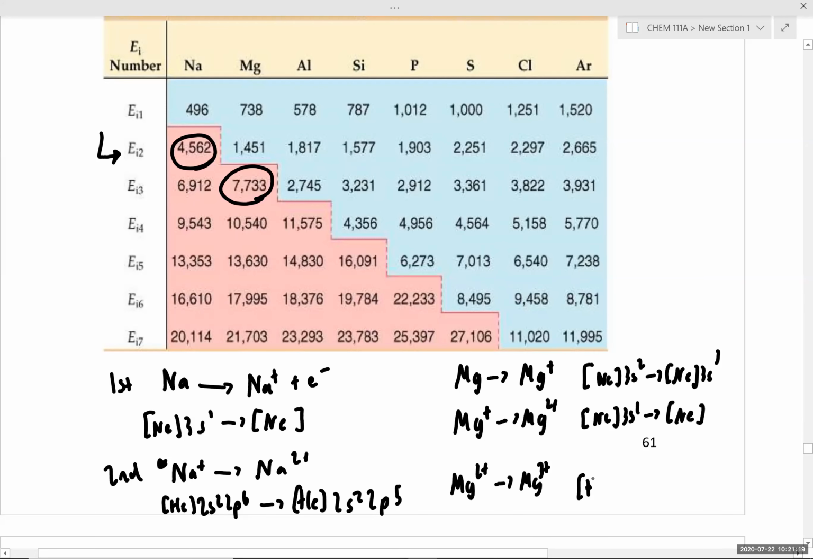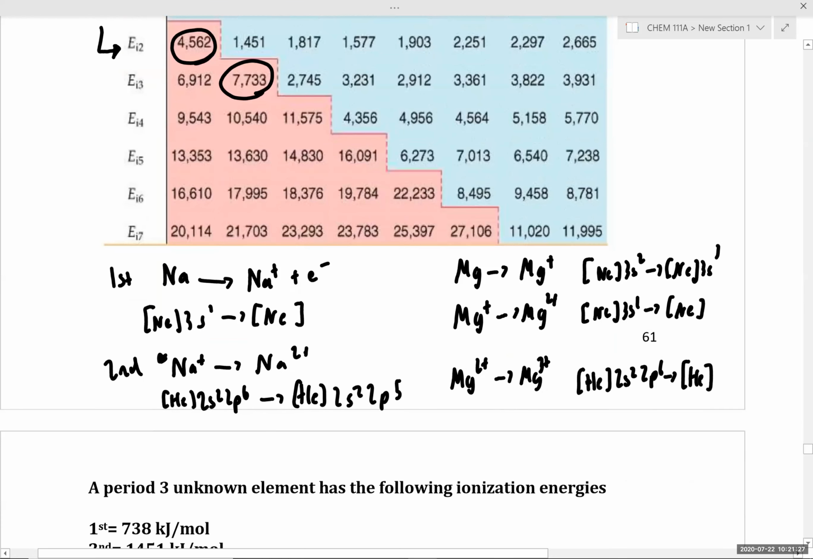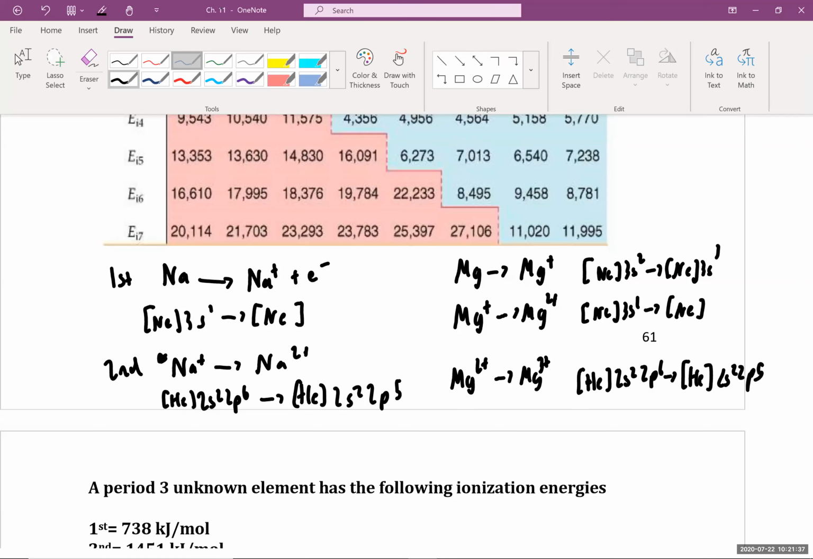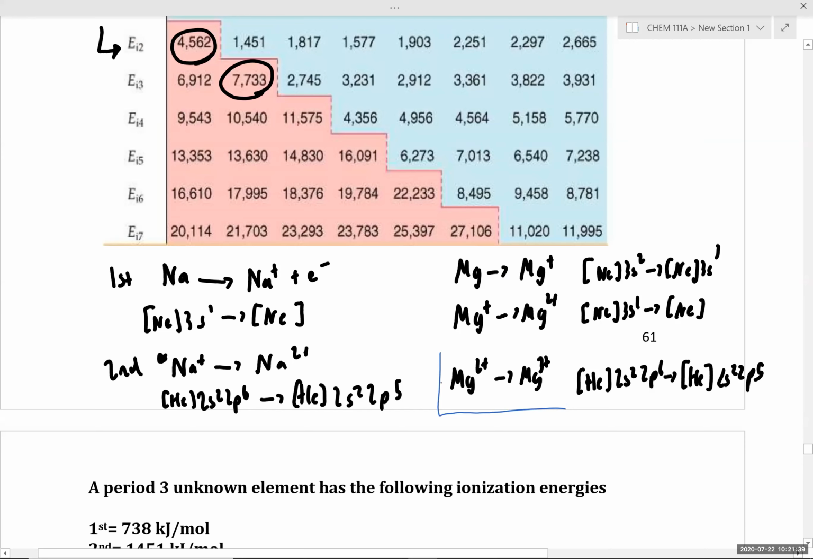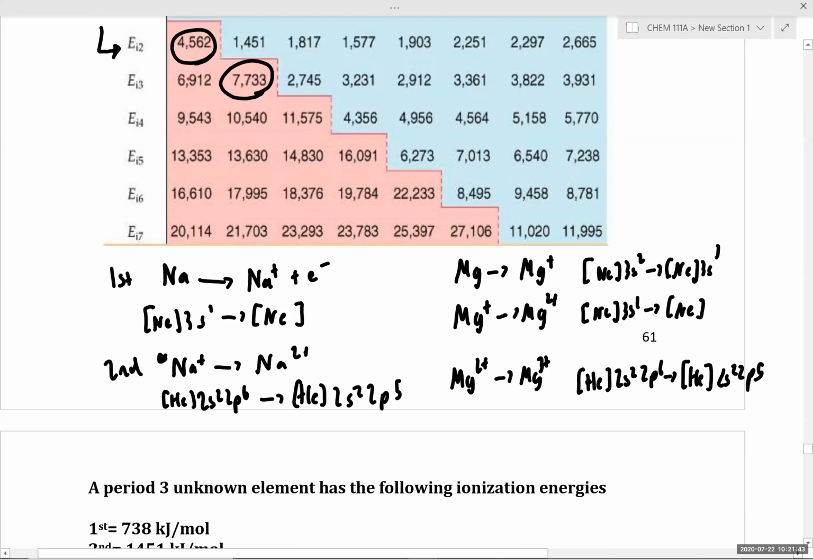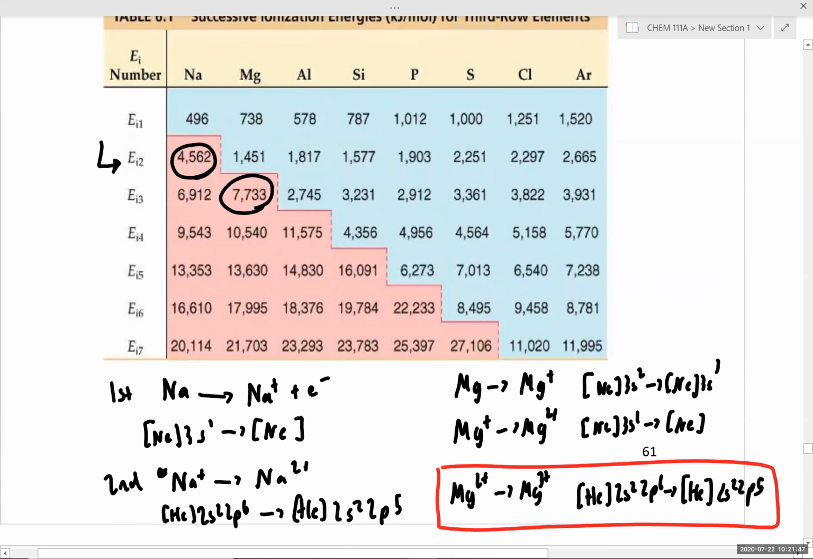We're going from helium 2s2 2p6 to helium 2s2 2p5. And this is where the wheels fall off because we're trying to ionize a noble gas configuration. And that results in a very large increase in ionization energy.